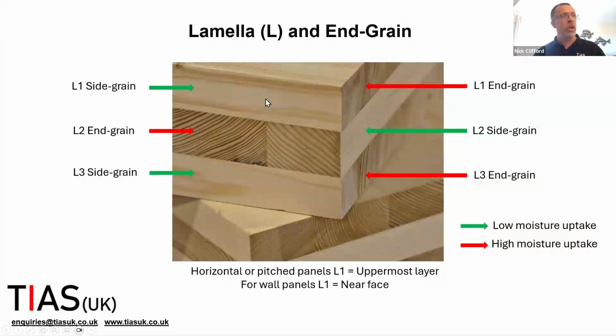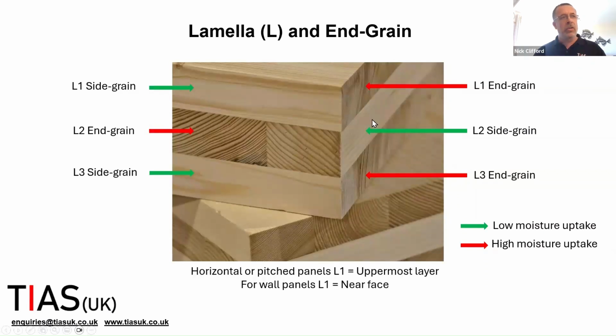And so if we look on here, we can see that if I'm taking a moisture reading in this top layer, if I take it over here, it's side grain. There's very little chance of moisture being taken up through the side grain. So in this top layer here, I'll be taking a reading from the end, so targeting the end grain.